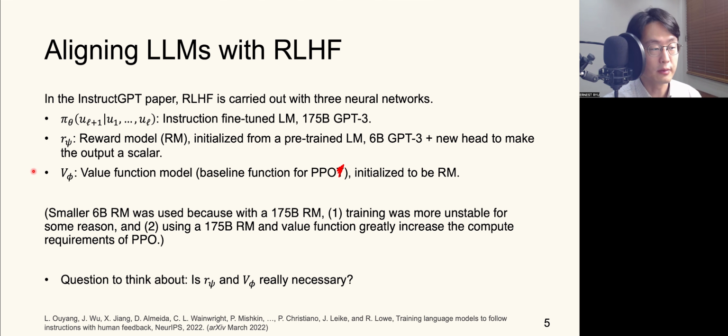I'll quickly point out that in this paper, they use a smaller model for the reward model and the value function model, namely a 6 billion model, compared to the language model, which has 175 billion parameters. This is because, number one, training becomes more unstable for some reason when you use a larger reward model and a value function model, according to the authors of this paper. And number two, using a larger reward model and a value function model would increase the compute cost of PPO.